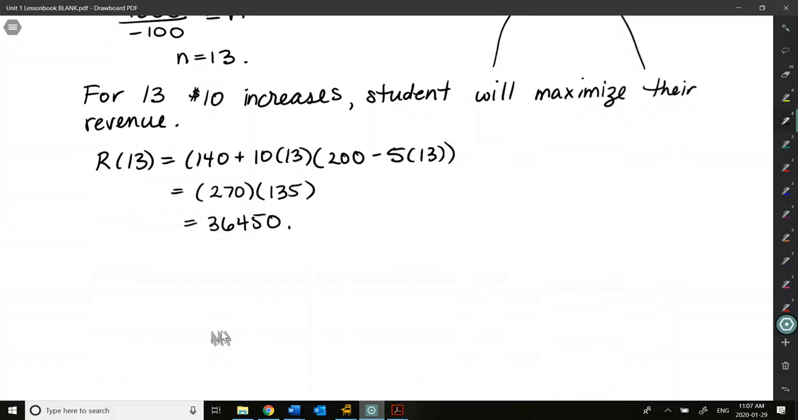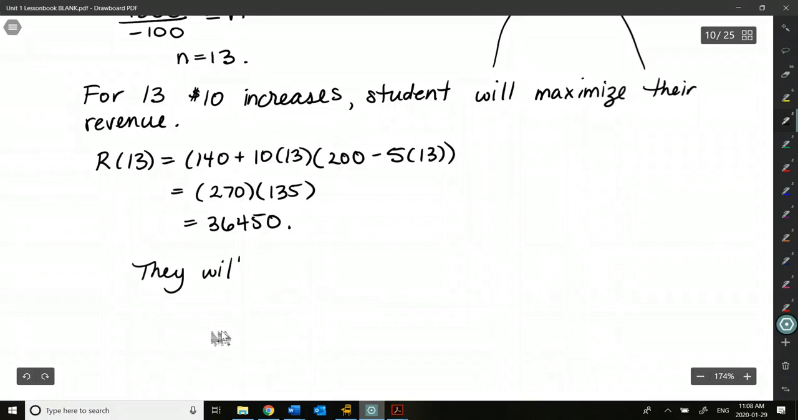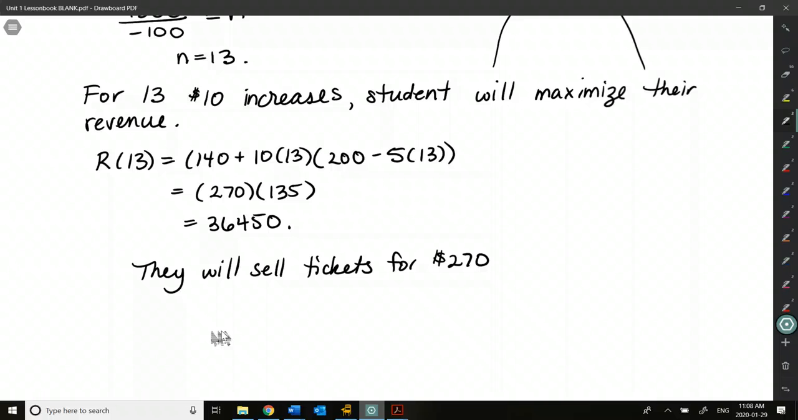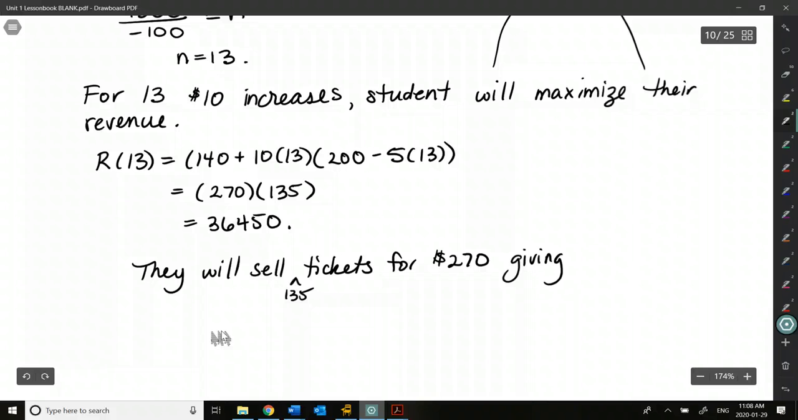Now they also have to pay, obviously, for accommodations and traveling and the concert tickets and stuff like that. So not all of that they'll get to keep, but that's where they're going to maximize that return. So they will sell tickets for $270. They're going to sell 135 of them. That would be what's projected based on the number of price increases. So I guess I can just say they will sell 135 tickets for $270, giving a revenue of $36,450.